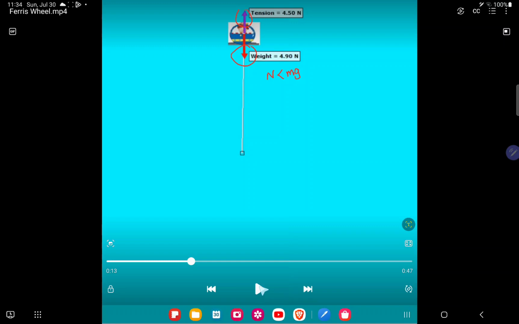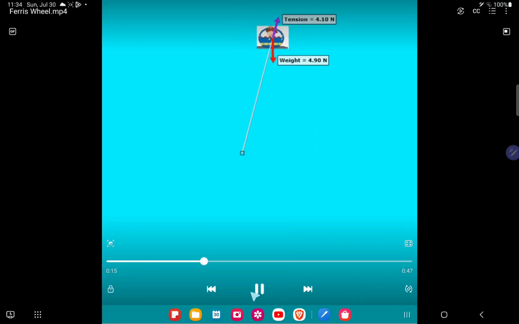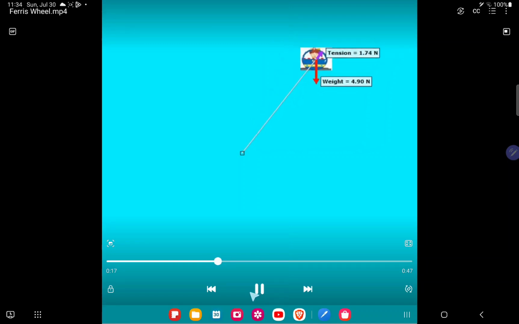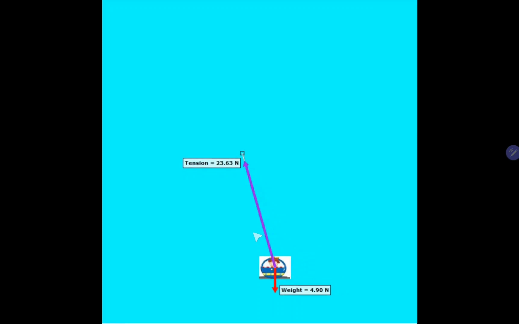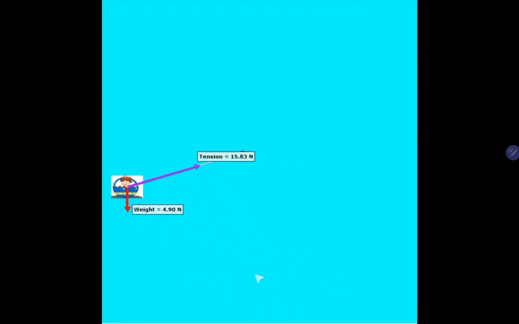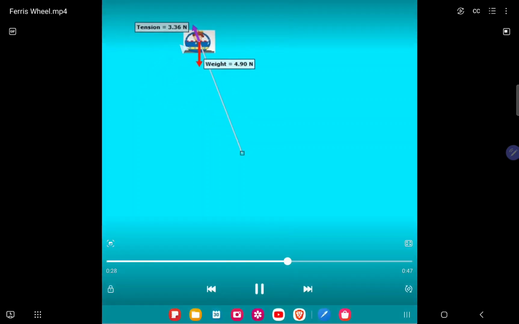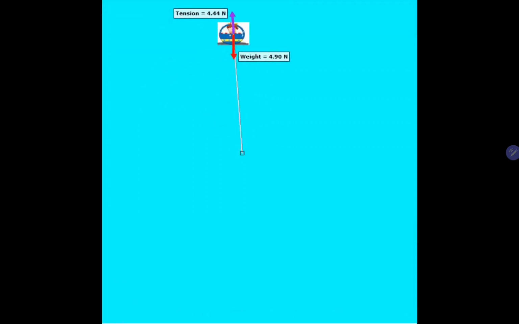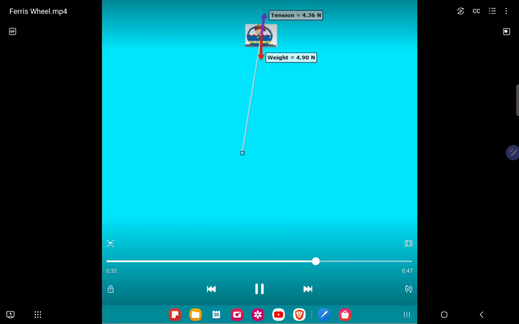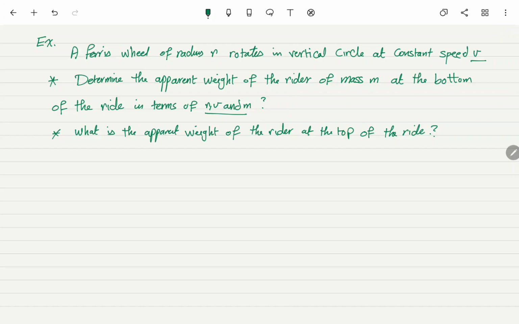Now let's continue here. As we can see, the normal force is changing, and it has its maximum value at the bottom and its minimum value right here at the top. Back to our example, we have a child or a rider inside a cart in the Ferris wheel, and this is the situation here.